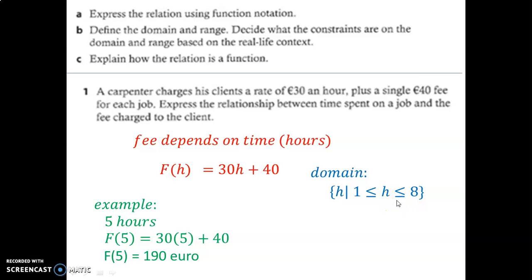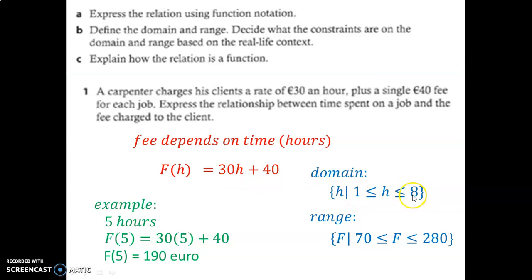Okay, so based on domain, however, once you select the domain and you justify that it makes sense in the situation, you can get the range from the domain, right? Because now that you've set up the domain, the range comes from that. Basically, what you do is you take your lower and upper number in your domain, put it into your function, and then you get your lower and upper in the range. So if I put 1 into this function, I would get a fee of 70. So the range is 70 on the low end, because for 1 hour of work, it's 70 euro.